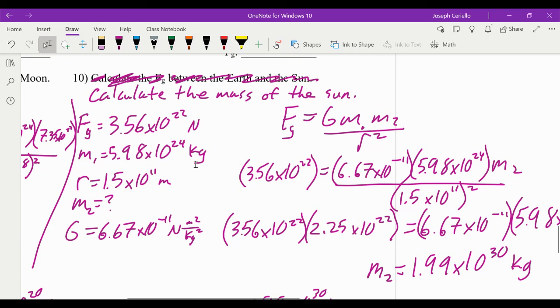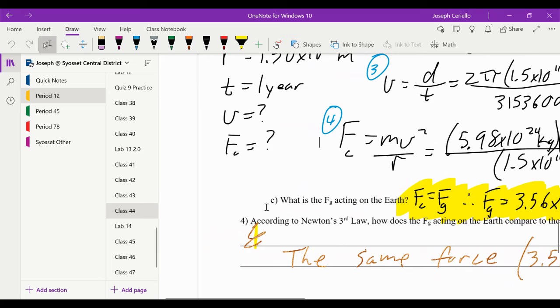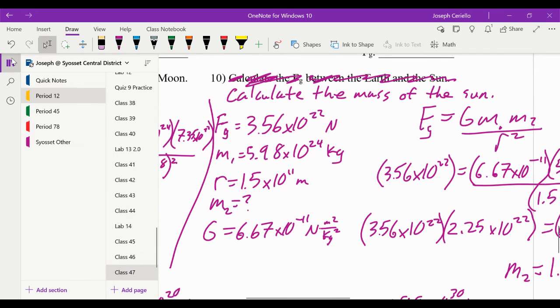You know the force of gravity between the Earth and the Sun. We did it in class 44. We figured out the centripetal force acting on the Earth, which is the force of gravity that the Earth feels: 3.56 times 10 to the 22. So that's where we got the force of gravity.